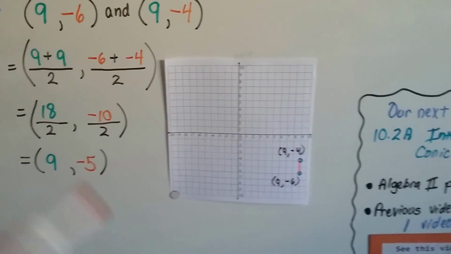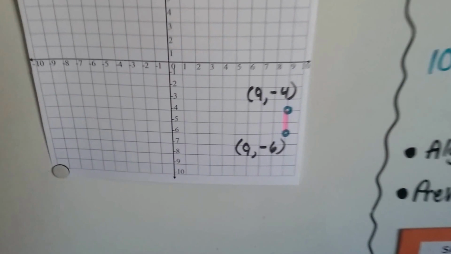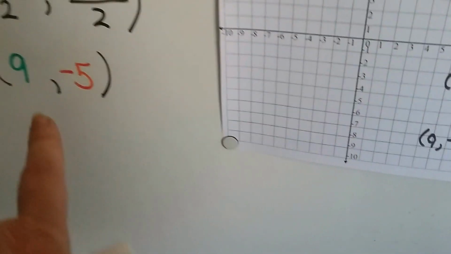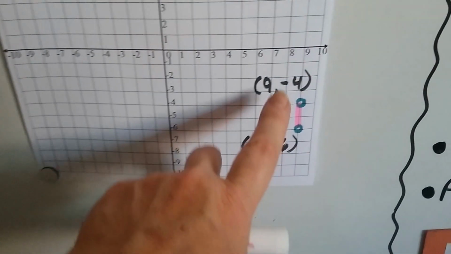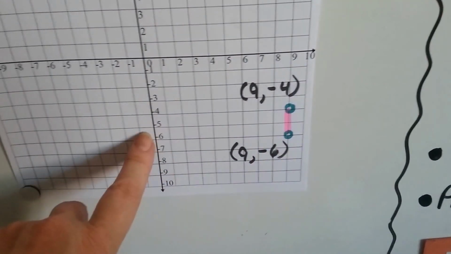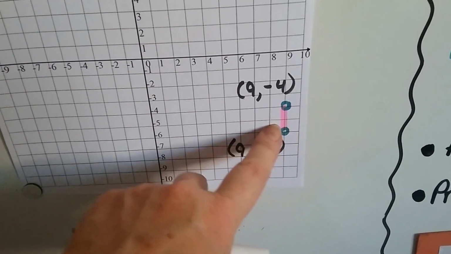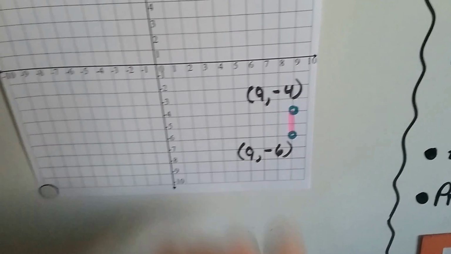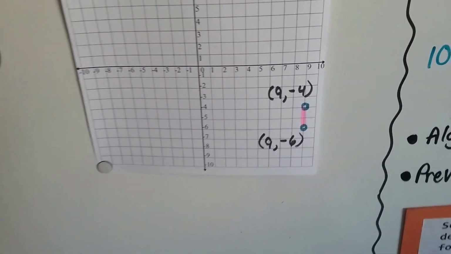That's our midpoint. And these are so close together. Now remember, it's got to be a 9 and a negative 5. So we've got 9 and negative 5 is right in the middle. That's our midpoint. See? A little tiny line segment, isn't it?